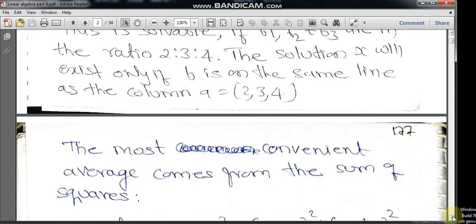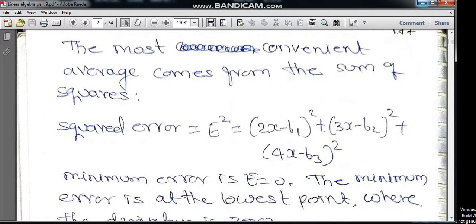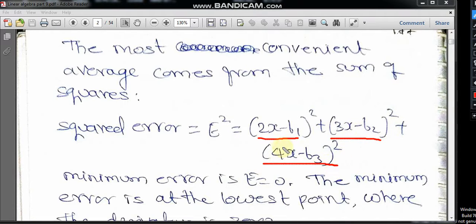So how to solve that? The most convenient method is to use the sum of the squares of the errors. Just look at how you find the errors. We have 2x minus b1 from the first equation, squared, then the second equation, that is the difference, 3x minus b2 whole square, and 4x minus b3 whole square.